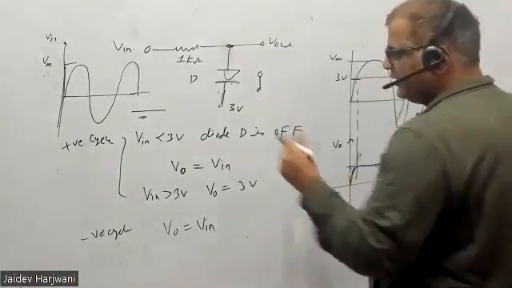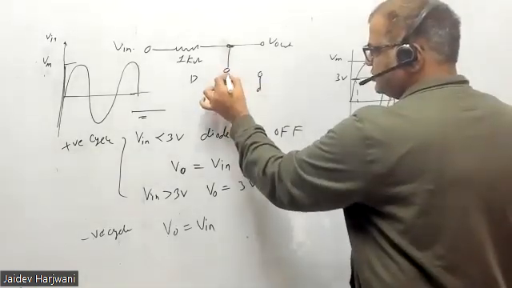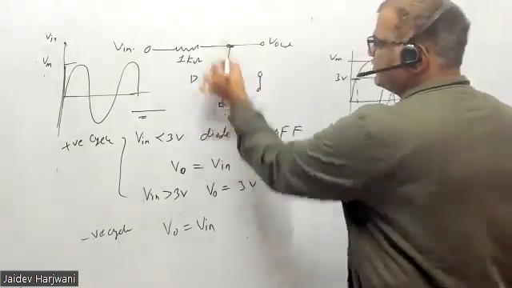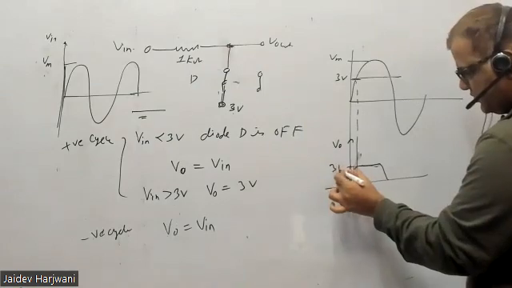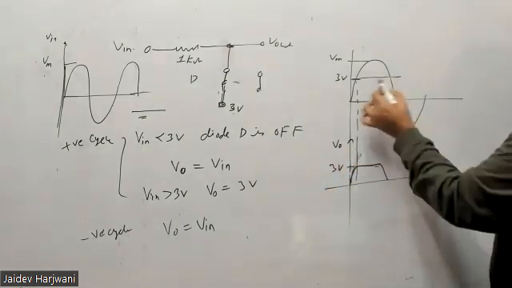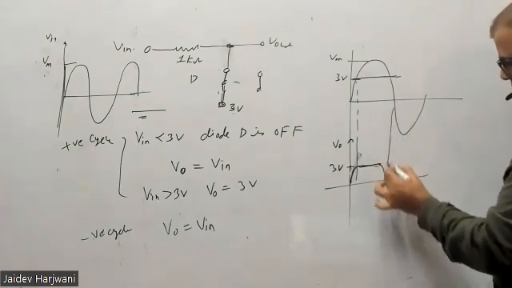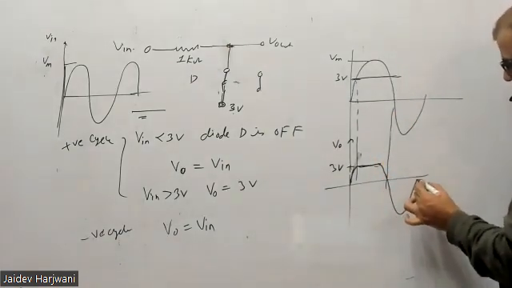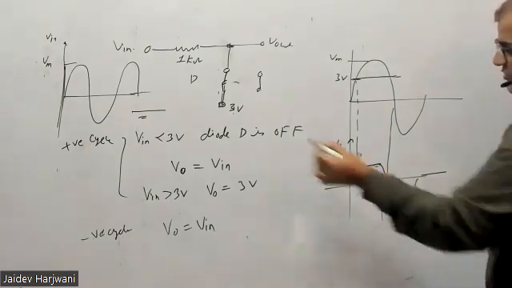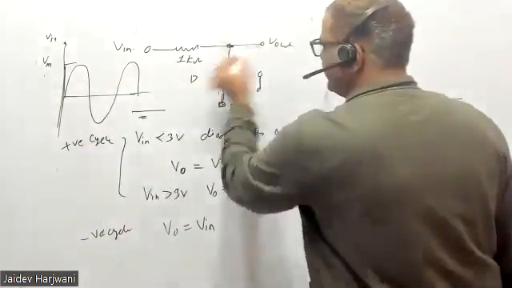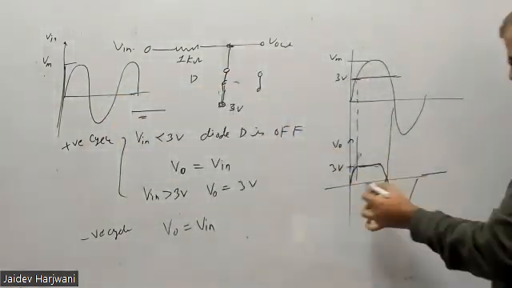Are you getting? If this is short, this 3 volt is automatically here. So this goes to 3 volt. Okay, up to here it will clip. And for the negative cycle, this will follow your V input. V output will be exactly equal to V input. So you'll get this one.